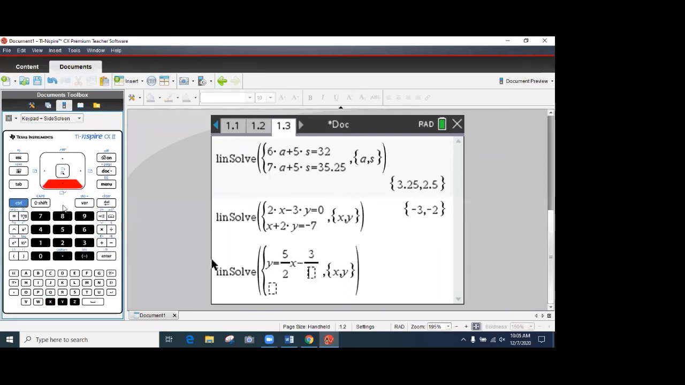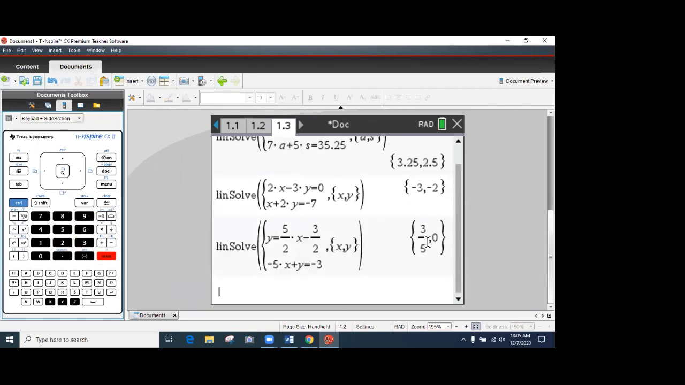Fraction bar 3 over 2. I hope the answer is A. What's the next one? Negative 5x, y equals -3. All right, so we're gonna hit enter here, and we get this 3/5 and 0.